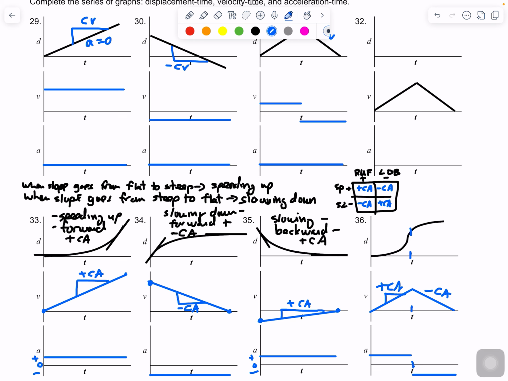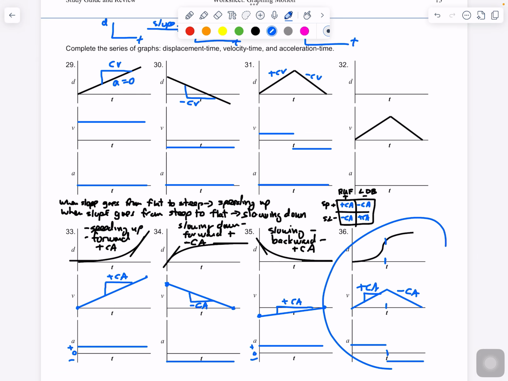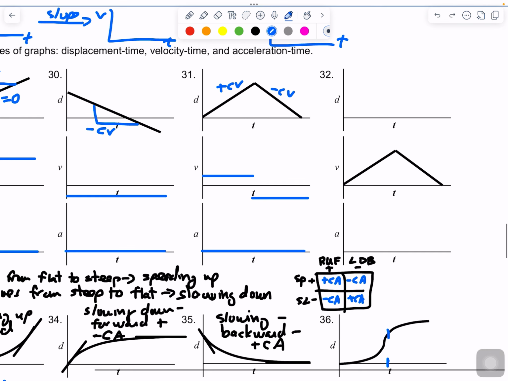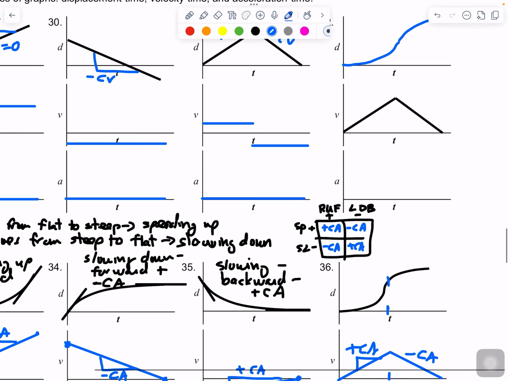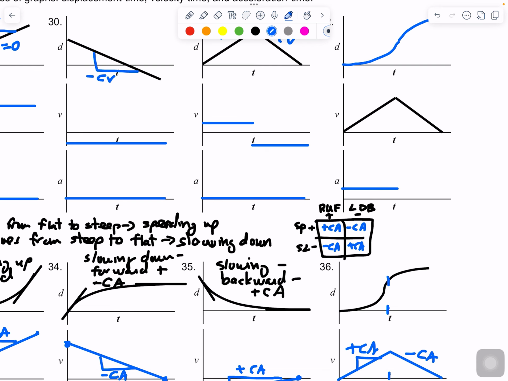Now, you should be able to see by now 36 is exactly the same as 32. You just started with this graph here. So I'm going to fix that by going concave up right here and then concave down. Oops, sorry. Concave down like that, which would be positive constant acceleration, negative constant acceleration.